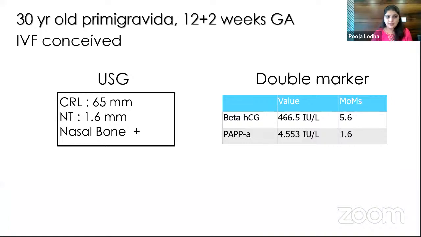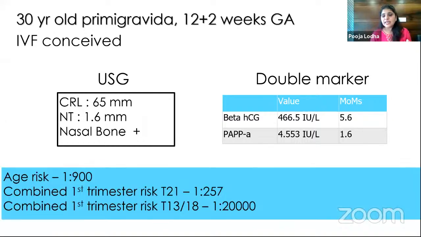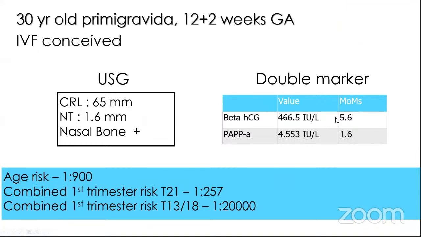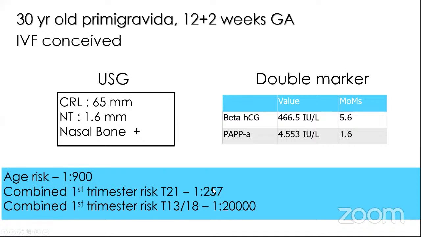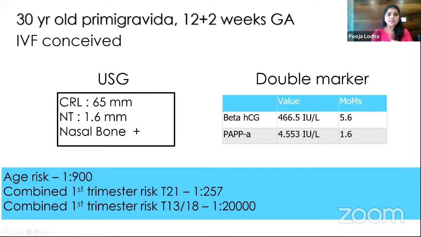Now, coming to another case, she's a 30-year-old, IVF conceived. Mind you, when there is IVF conception, there are certain things we need to take care of. You see here that the beta HCG is 5.6 times the normal, forget these values, it's 5.6 times the normal, and therefore her risk is 1 in 257. Don't scare her away by telling her that her risks are not low and to go ahead and do an amniocentesis or this and that.